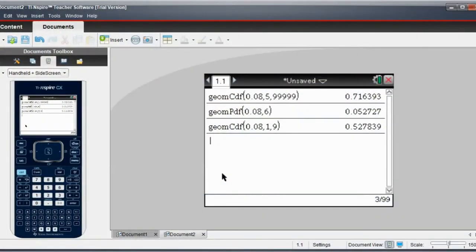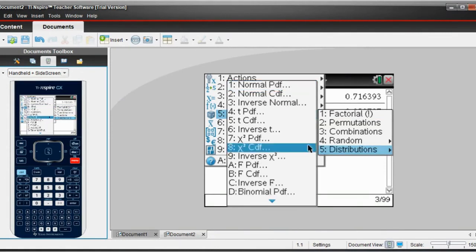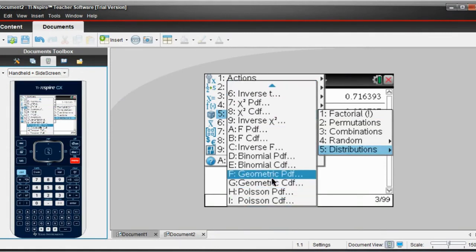All right, so we're going to go to menu. Just like before, we're going to menu 5, probability. We're going to 5 for distributions. And when we go down now, whereas we've been using the geometric PDF and CDF, we are now going to use binomial PDF and CDF.